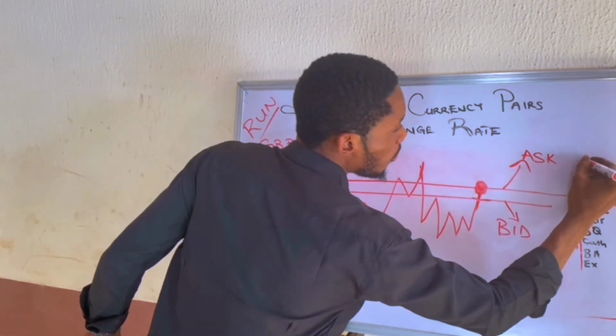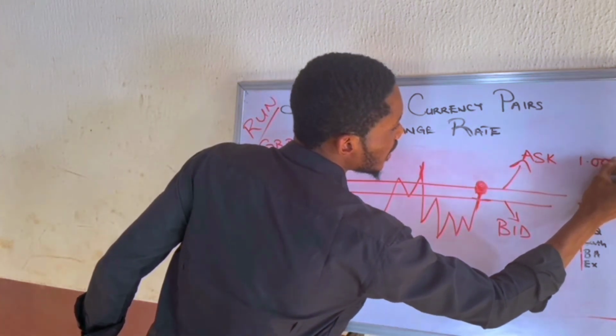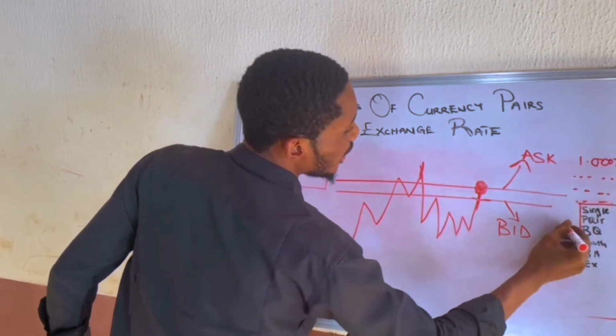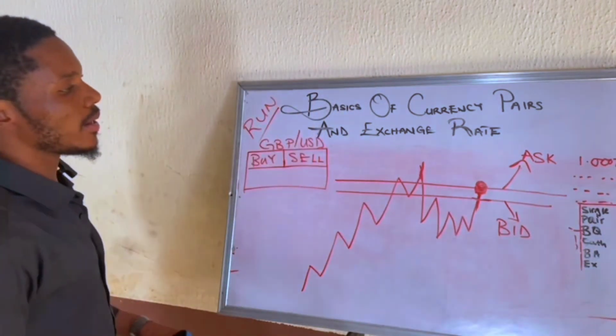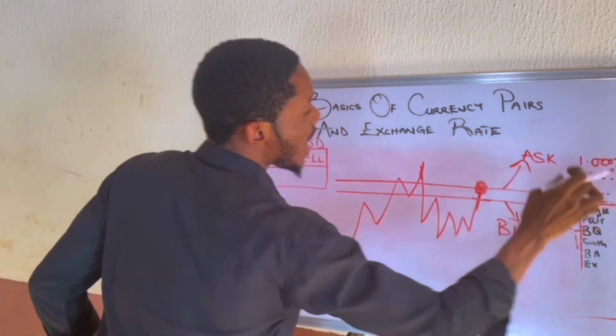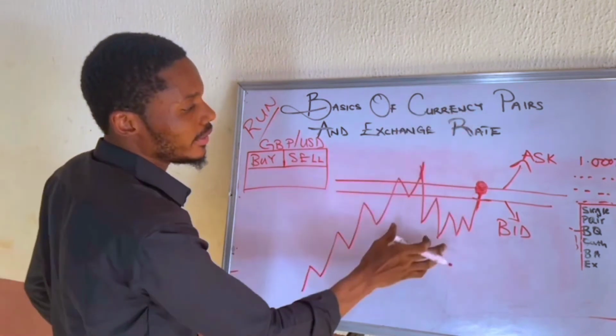Here you have your price, 1.0007, and you have something like that. You have numbers here, right? You have all those numbers there. So this line indicates the particular price where this market is at the moment.